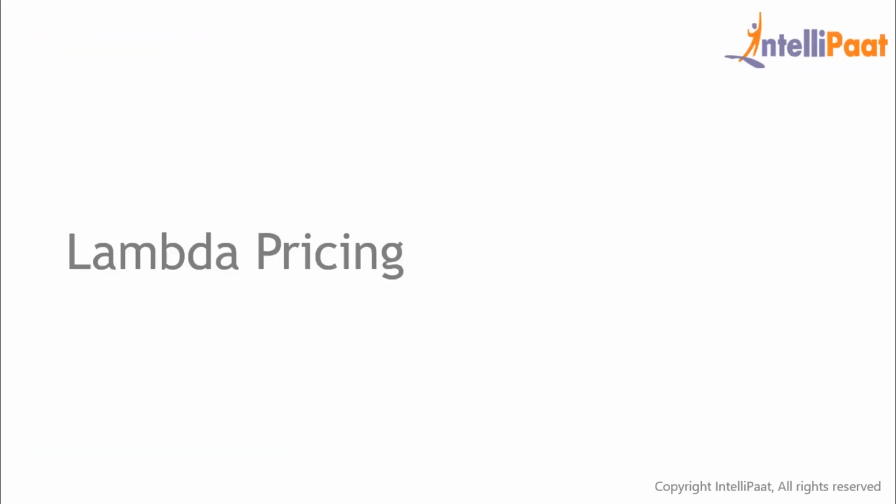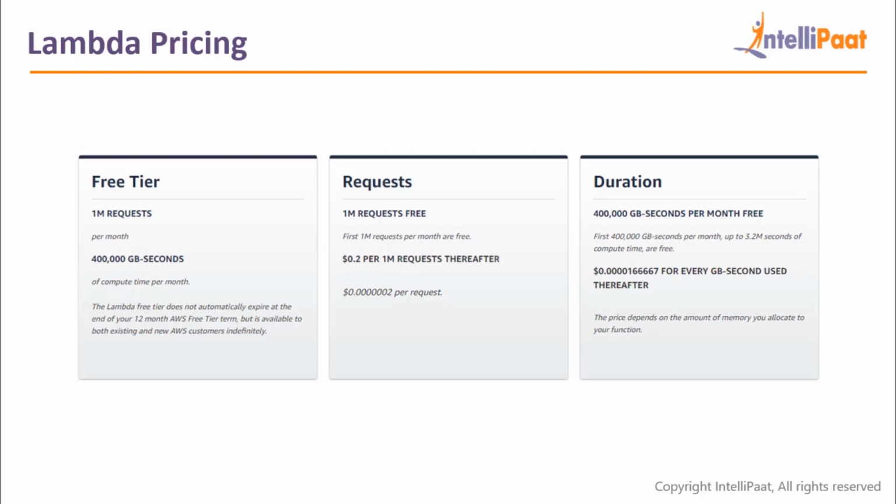Now let us discuss Lambda pricing. First, let me explain what the free tier is. Free tier is provided by AWS for a 12-month period, and in that period you can use free tier eligible services. You can use services like EC2, S3, and even Lambda for free, but they have their own limitations. For example, in Lambda, you can use 1 million requests per month or 400,000 GB-seconds of compute time per month for free, and anything exceeding that will cost you.